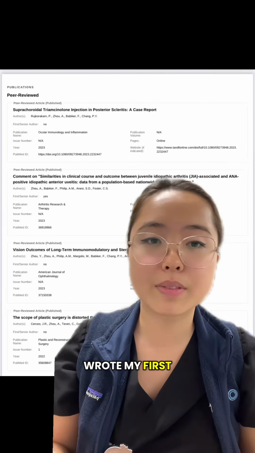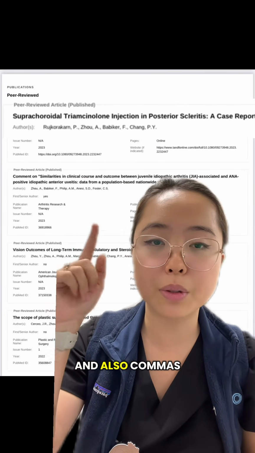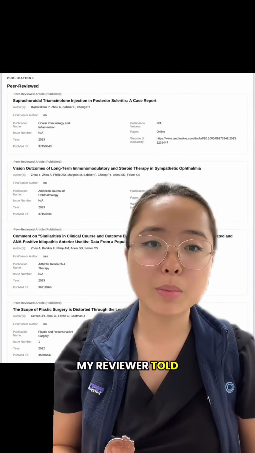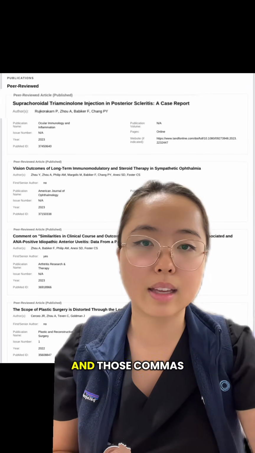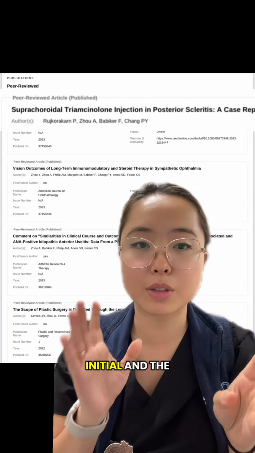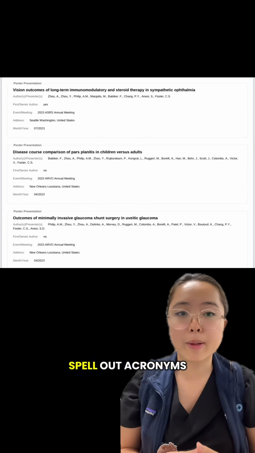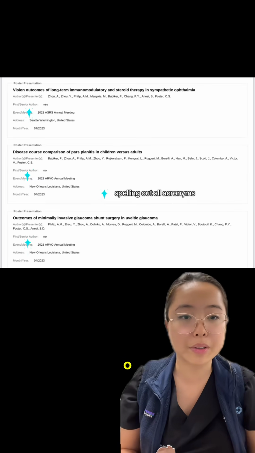When I initially wrote my first draft of my application, I had periods after each initial and also commas between the last and first names in the author lists. My reviewer told me it looked really messy and clunky that way, so by removing those periods and those commas between the first initial and the last name, it could look a lot cleaner. Also helpful to spell out acronyms for everything, even if they're super common conferences like AAO or ARVO.